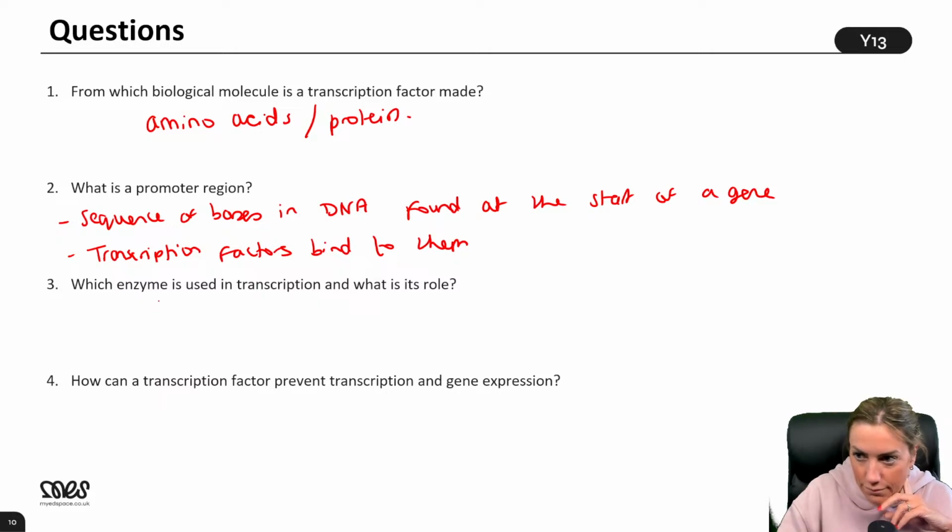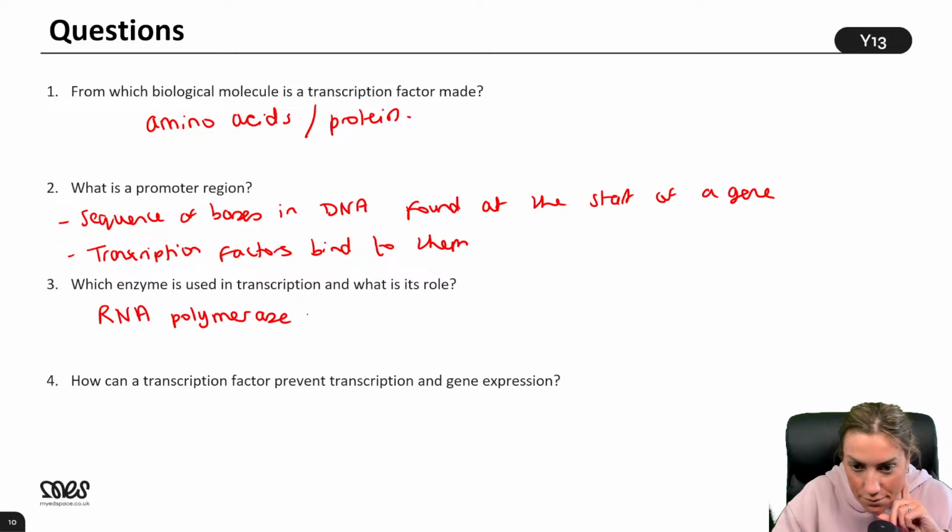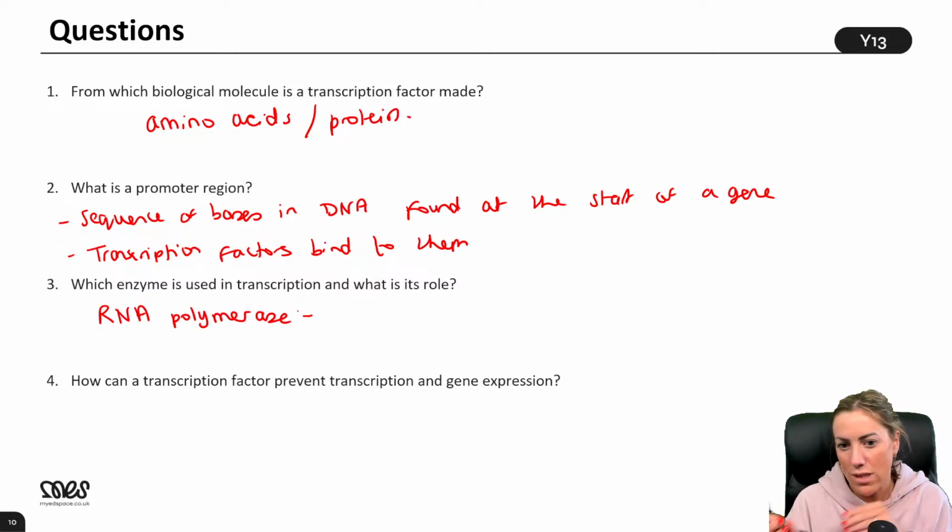Right, which enzyme is used in transcription and what is its role? Now, there is one enzyme that is more important to mention, right? We mentioned two at the start of the lesson, but what is the important one that's always on the mark scheme? Good. Priscilla says RNA polymerase. And what is its role in transcription? Binds free RNA nucleotides. Ooh, Priscilla. Be a little bit careful there because it sounds like you're telling me that RNA polymerase joins the RNA nucleotides to the DNA nucleotides, which is not the case.